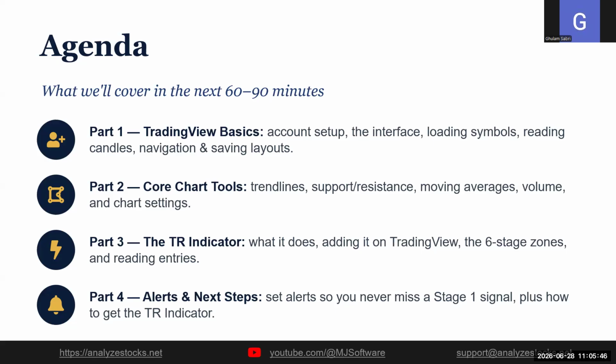Then, the interface, loading symbols, reading candles and navigation, some core chart tools: trend lines, support and resistance, moving averages, volume, which we use all the time. Then we will move on to part three, the TR indicator itself: what it is, how we plot it, what the different stages are and what they mean. And then how to set alerts and next steps, so you never miss a first stage or entry signal, plus how to get the TR indicator from us.